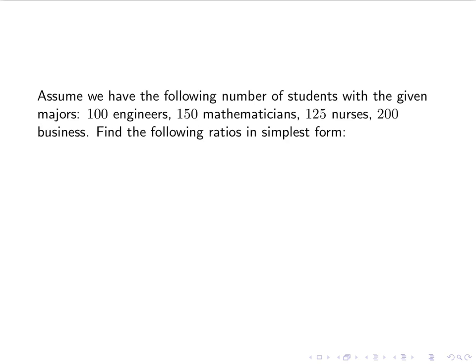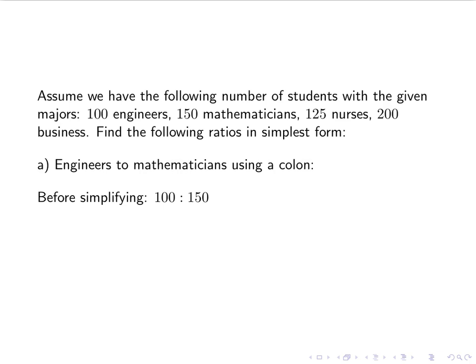So let's assume we have the following number of students with the given majors. So we have 100 engineering students, 150 mathematicians, 125 nurses, and 200 business majors. Find the following ratios in simplest form. So engineers to mathematicians using a colon. Before any simplifying, we have 100 engineers to 150 mathematicians. We want to get rid of the common factor of 50 there, and that gives us a fully simplified ratio of 2 to 3. For every 3 mathematics majors, we have 2 engineering majors.